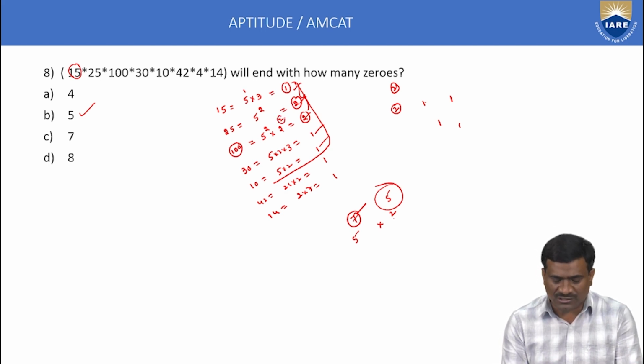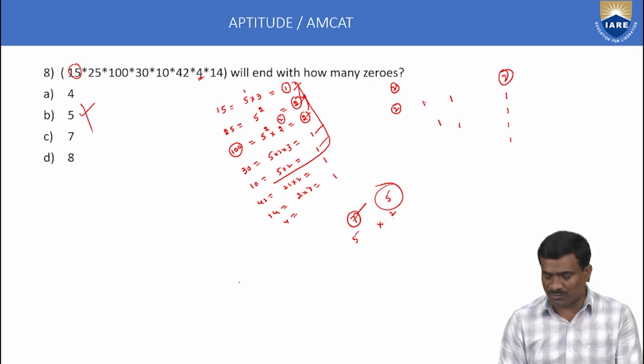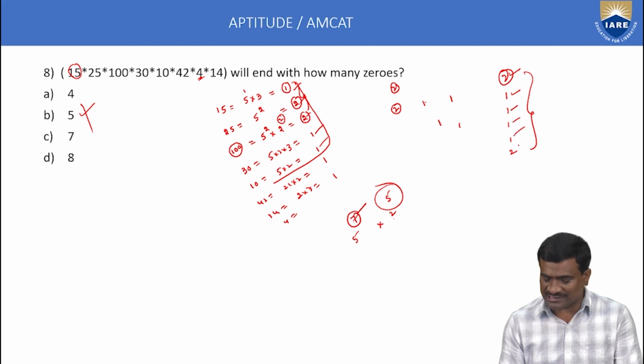Here once again calculate the total number of 2's. 100: number of 2's is 2. Next, 30: number of 2's only 1. 10: number of 2's only 1. 42: number of 2's only 1. 14: number of 2's only 1. Next, 4 is also available, so the number of 2's is equal to 2. The total number of 2's is 2 plus 1 plus 1 plus 1 plus 1 plus 2, which is 8.